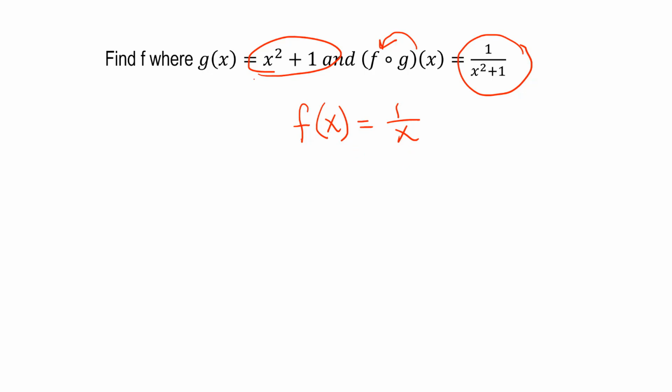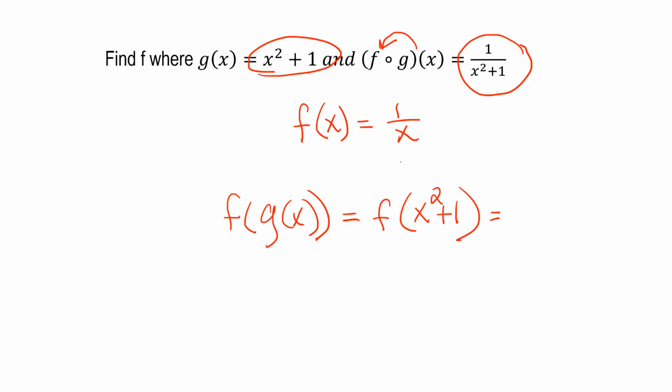You've got g of x as x squared plus 1. The composition is supposed to be 1 over x squared plus 1. So if you want to make that happen, you need to make f the function that takes the reciprocal, because you're putting g into that function. So just to show you, f of g of x is f of x squared plus 1. So that's what you're putting into the f function where you see an x. So that is 1 over x squared plus 1.